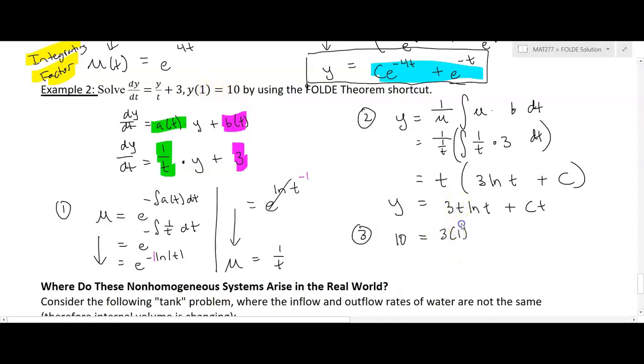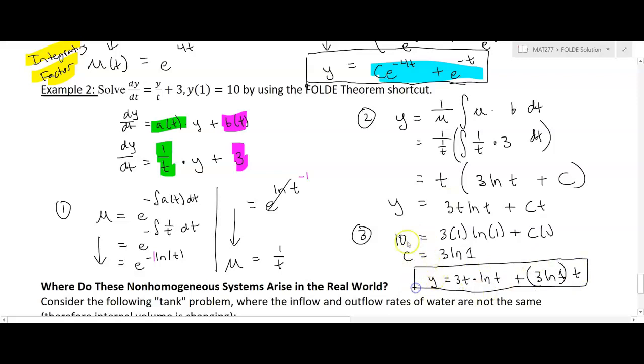So we'll have 3 times 1 times the natural log of 1 plus c times 1. And to solve this, we just have to say c equals 3 natural log of 1. You can approximate that if you'd like. I'll just go ahead and substitute it into our equation up here. So y equals 3t times the natural log of t plus 3 natural log of 1 times t. And there is our particular solution. Nice. Okay, so now we have solved our second differential equation with this.